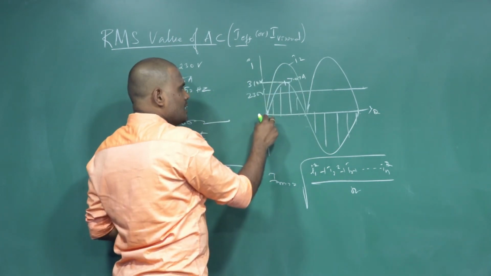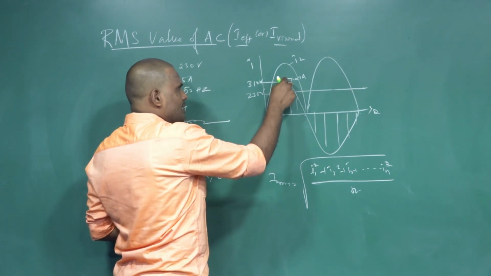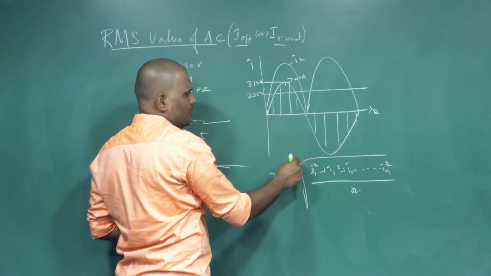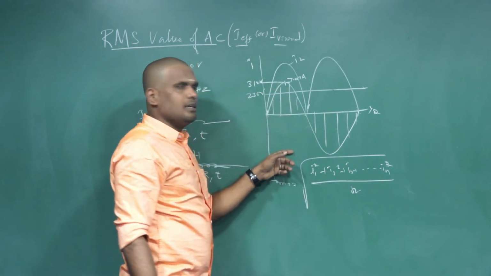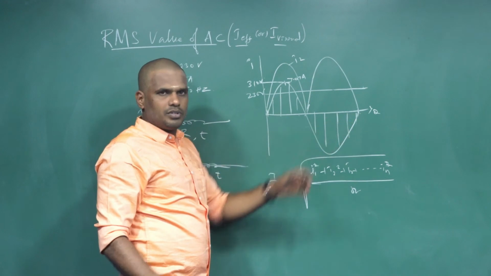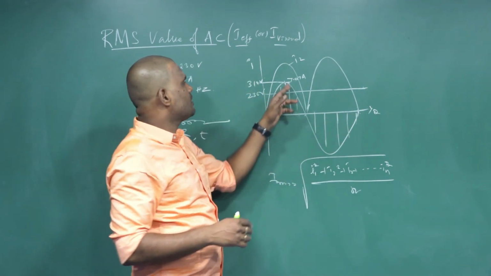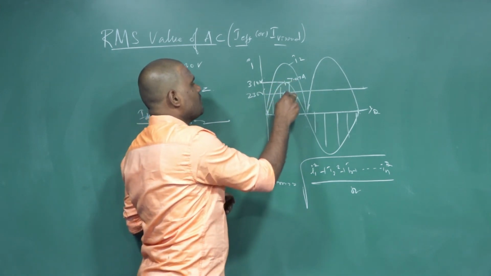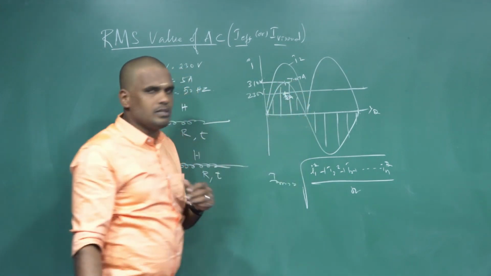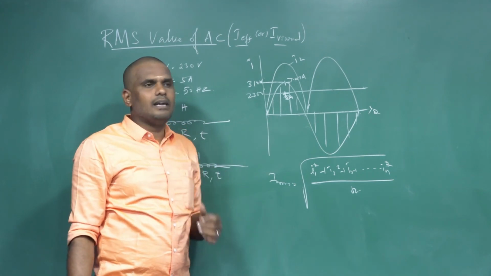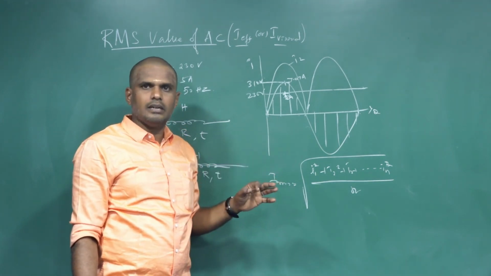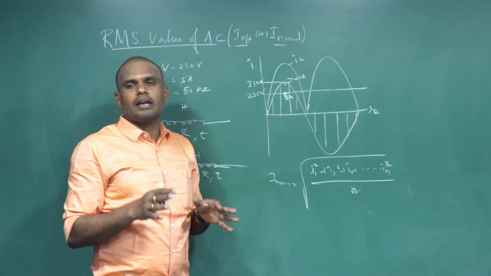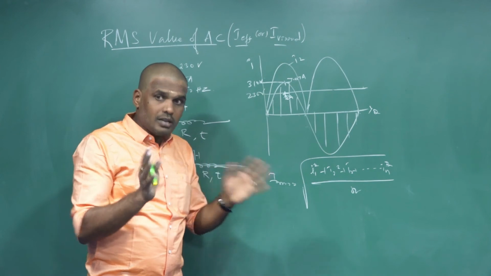What is the meaning of this? Current starts from 0, reaches its maximum of 7.07 ampere, then 0, then in the negative direction 7.07 ampere, then 0. This is how the current changes direction. This is the peak value of the alternating current, whose RMS value is, let us say, 5 ampere. Whether a current or voltage is represented, it simply indicates the RMS value of current or voltage. You should not confuse yourself.